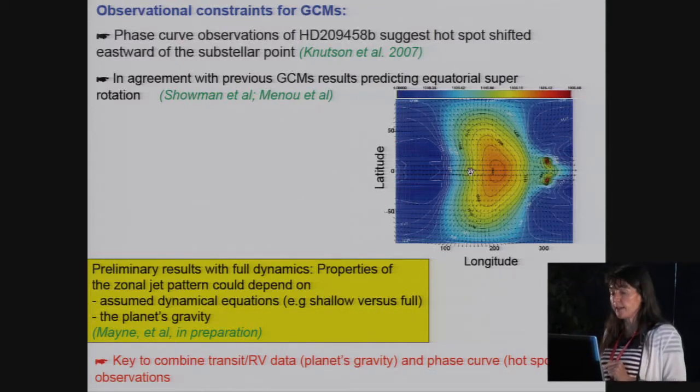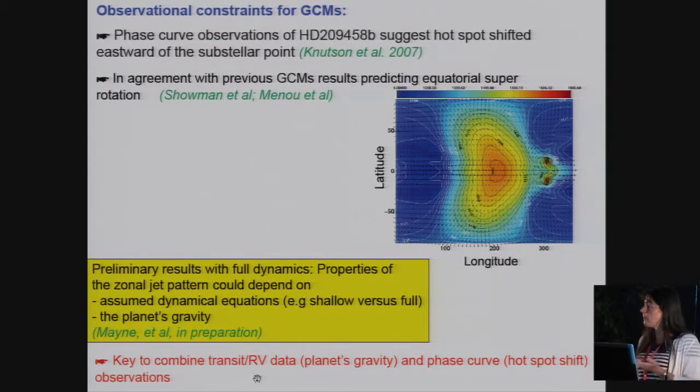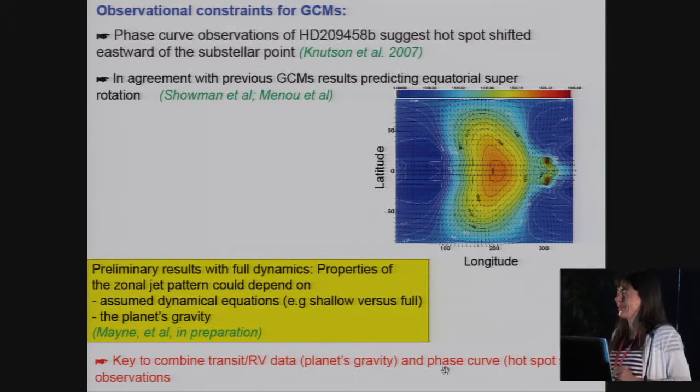This is very interesting, but I think it's absolutely key to combine transit and radial velocity data, which will give us, for example, the planet's gravity, and also phase curves to understand this hotspot shift. And when I say phase curve, I mean over a wide range of wavelengths. I know I'm asking a lot, but this is your job, you observers.